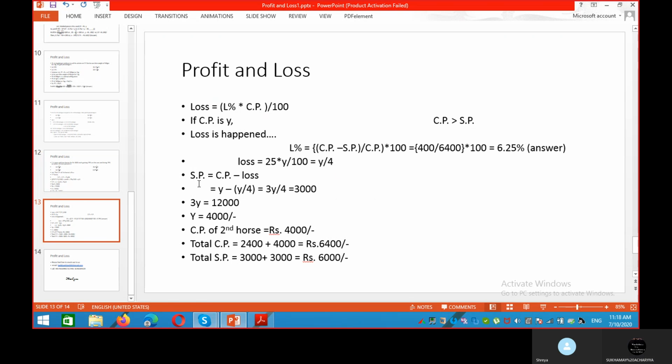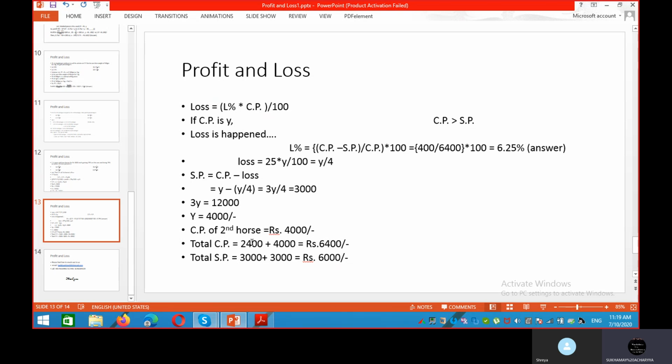Now let the CP of the second horse be Y. Here a loss has happened, so SP is equal to CP minus loss. Loss is 25 into Y by 100, that is Y by 4. So SP is Y minus Y by 4, which is 3Y by 4, equal to 3000. So 3Y is 12,000, Y is 4,000. So the CP of the second horse is rupees 4,000.